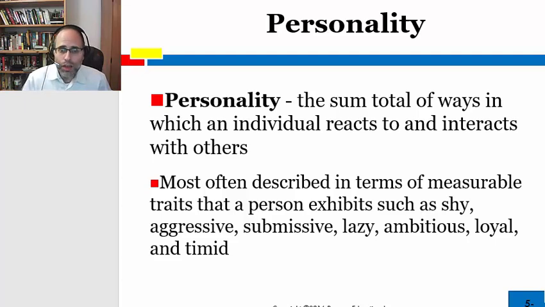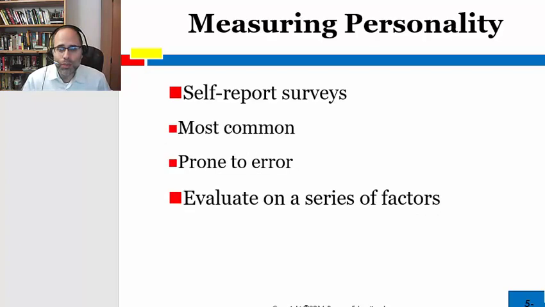And that's because personality is really a psychological aspect of a person. Personality is the sum total of ways in which an individual reacts and interacts with others. Personalities can be described very generally, things like submissive, ambitious, loyal, timid. Those are all very general ideas in terms of how to measure personality. In this chapter, we're going to discuss it in a little bit greater detail and try to make a determination of how we discuss personality, how we measure it.